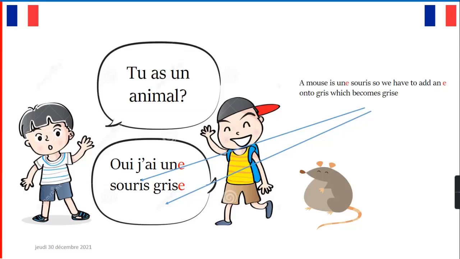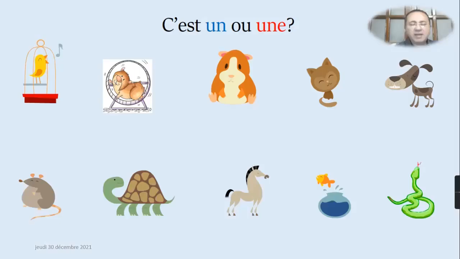Can you say if these animals are masculine or feminine? We need to add the right article, un for the masculine one and une for the feminine one.